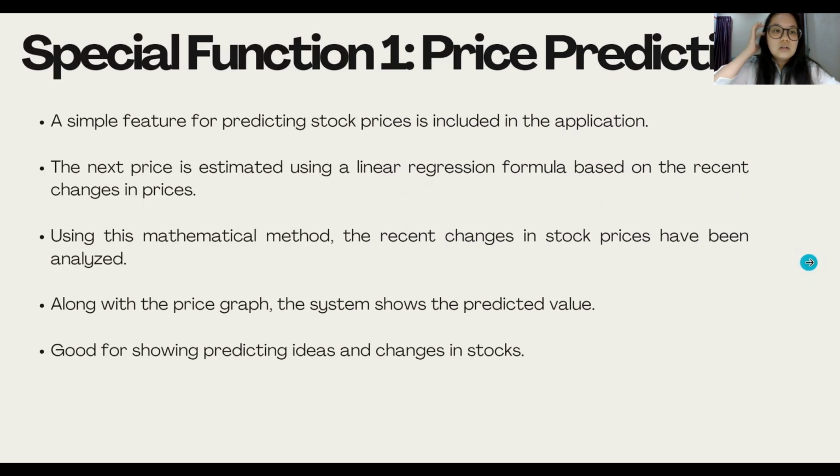Next, there are two special functions in this system. The first special function is price prediction. A simple feature for predicting stock prices is included in the application. The next price is estimated using a linear regression formula based on the recent changes in prices. Using this mathematical method, the recent changes in stock prices are analyzed. Along with the price graph, the system shows the predicted value, good for showing predicted prices and changes in stock.